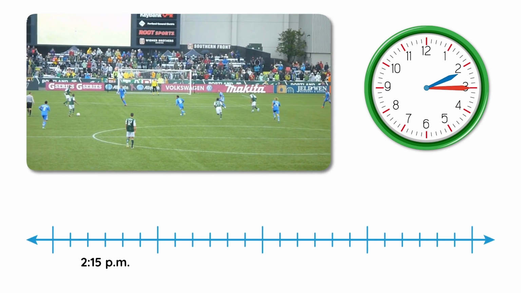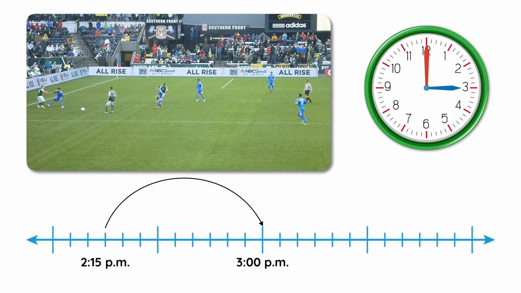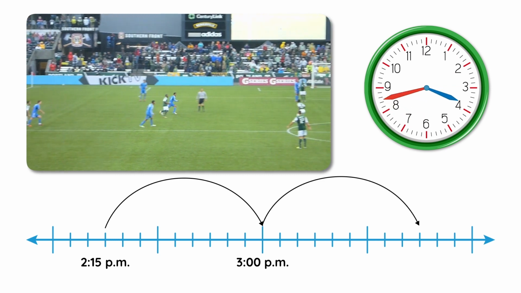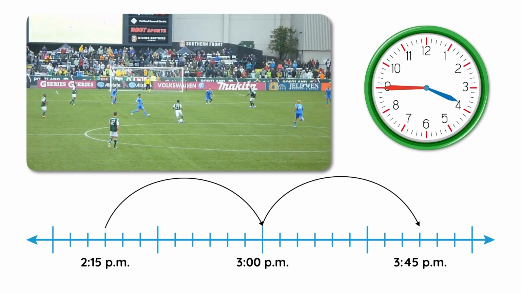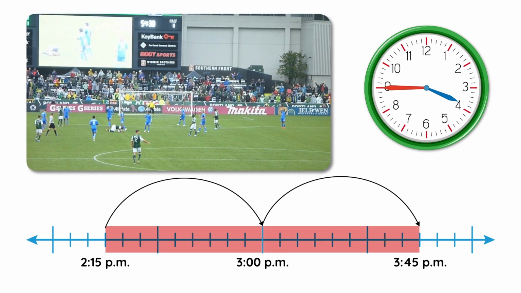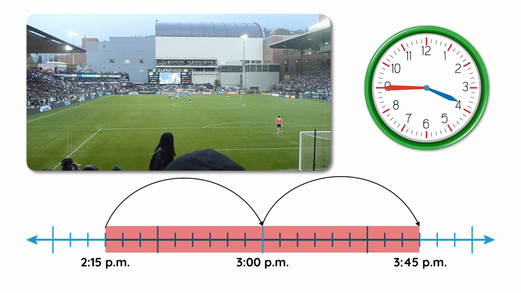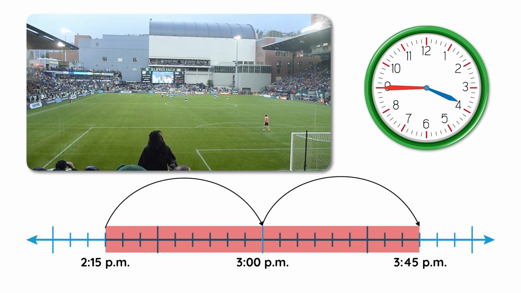Starting at 2:15. It takes 45 minutes to reach 3 o'clock. It takes another 45 minutes to reach 3:45. Add the minutes. 45 minutes add 45 minutes is 90 minutes. So the soccer match was 90 minutes long. Okay, one more.